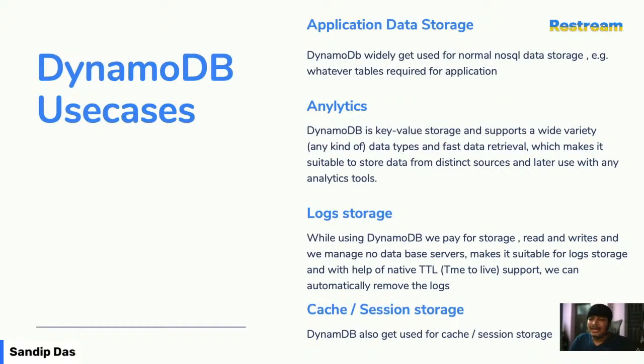So DynamoDB is a key-value storage. Of course, by now you understand that, and it supports a wide variety of data types, and it has very fast data retrieval, especially on demand. Even if it's just provisioned, it will usually be fast, which makes it suitable for storing data from different resources and quickly fetching the data and then passing it to analytics tools. That will make things faster.